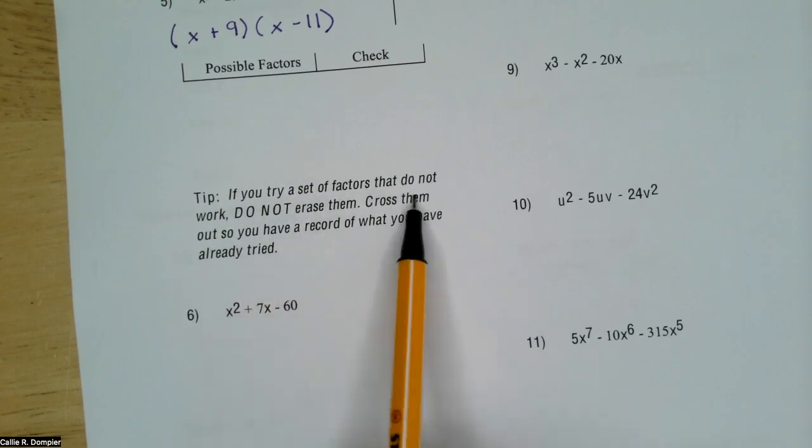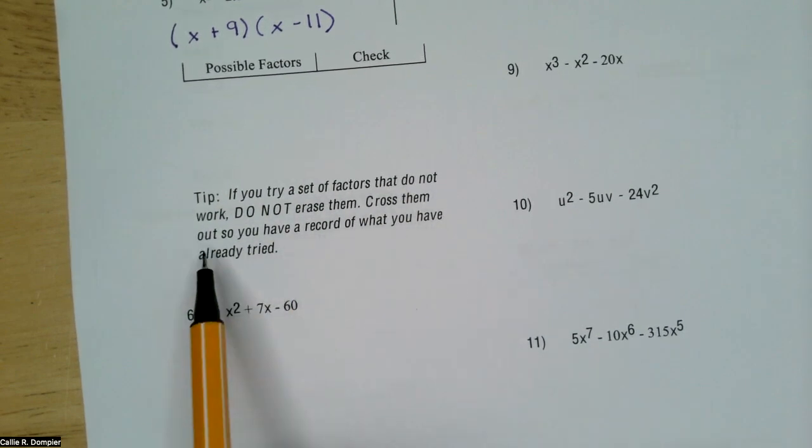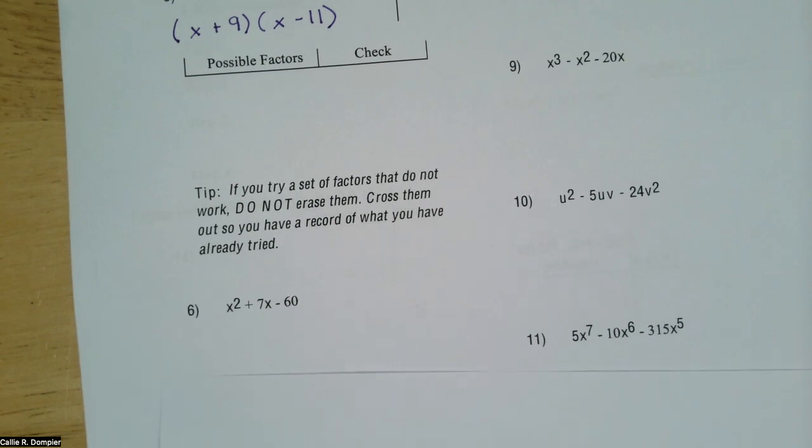If you try a set of factors that do not work, don't erase them, cross them out, so you have a record of what you already tried. It's hard to stay organized when we get up to the bigger numbers, okay?